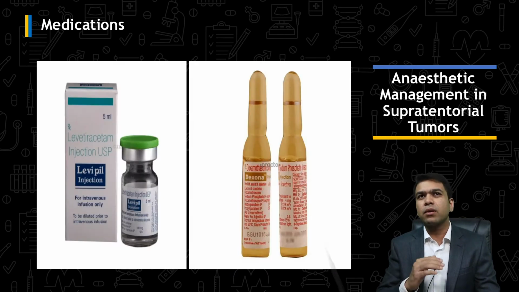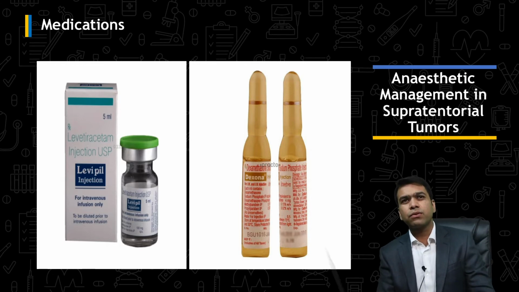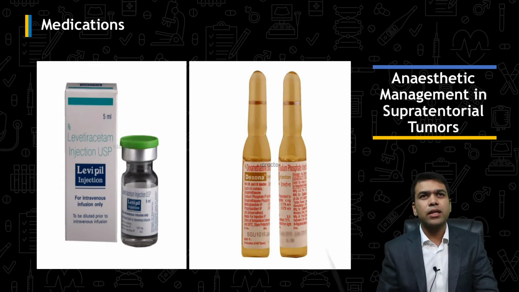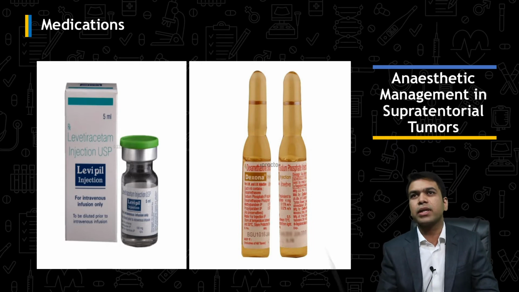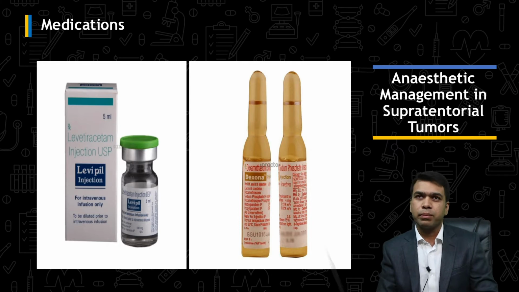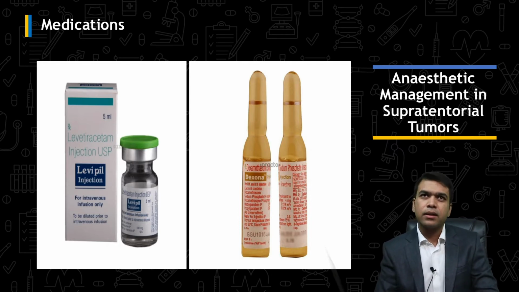So let us see what medications these patients will be on. Usually, these patients will be on antiepileptics. The American Society of Neurosurgery recommends usage of antiepileptics in the perioperative period in supratentorial tumor surgeries, so you can continue them in the perioperative period. They will be on a dose of steroids also. You might have to continue them.